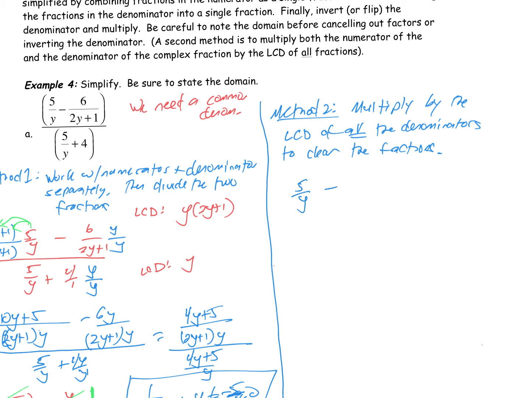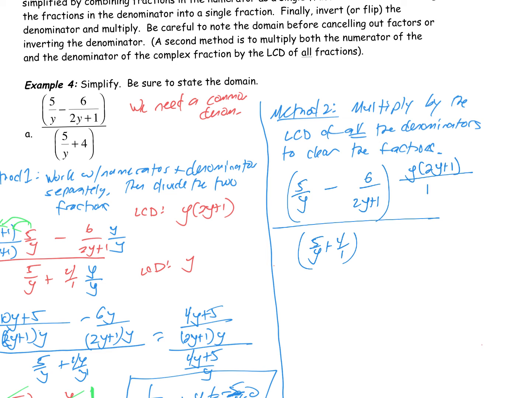So we have 5 over y minus 6 over 2y plus 1, over 5 over y plus 4 over 1. The least common denominator of all these denominators is simply their product, which is y times 2y plus 1 over 1, y times 2y plus 1 over 1. I'm writing them in that form because we have fractions.